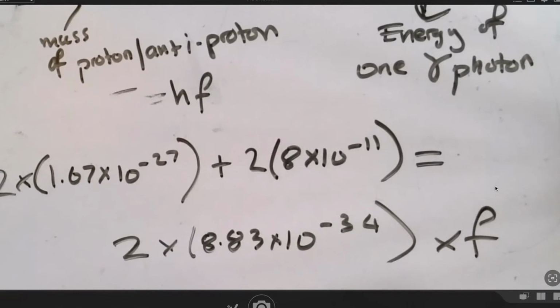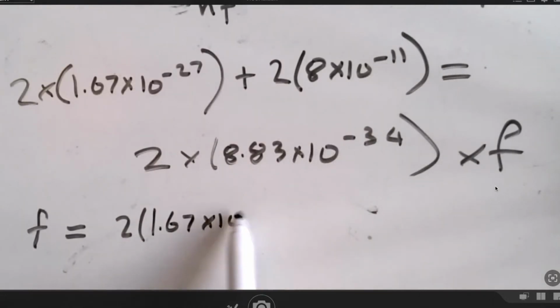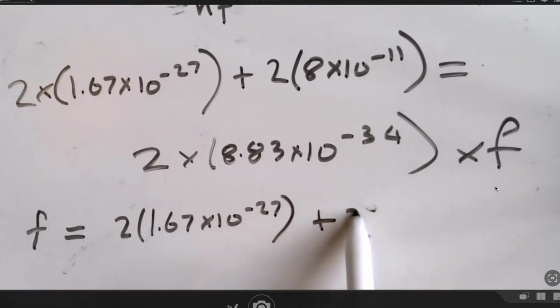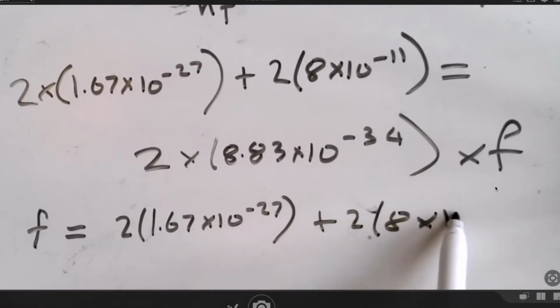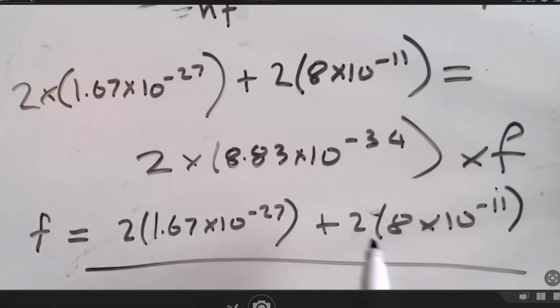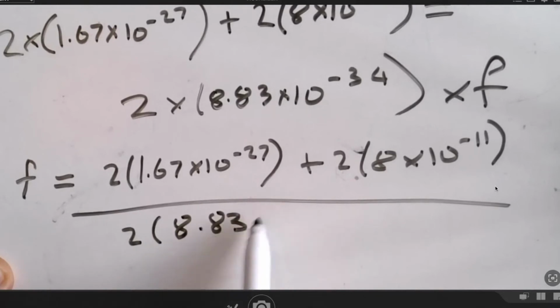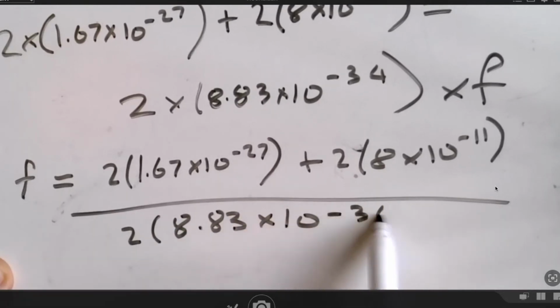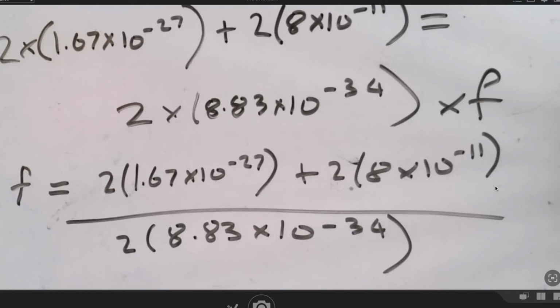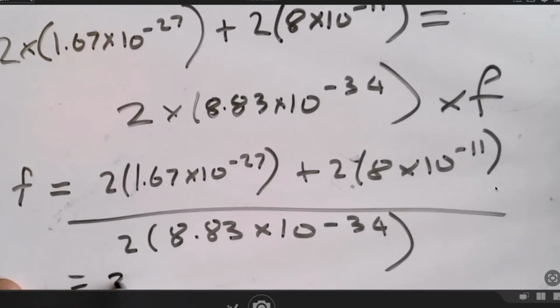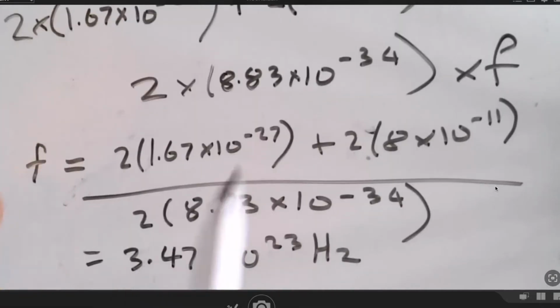Now we've got 1 unknown, so we need to solve for f. Therefore, f is going to be, and you should end up with something close to 3.47 × 10⁻²³ hertz.